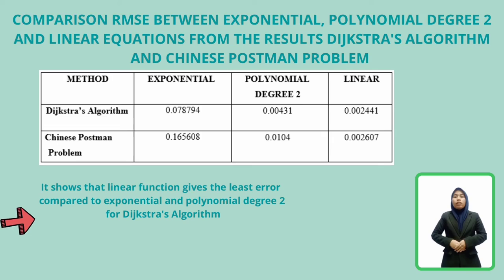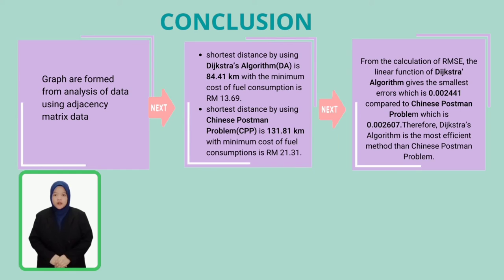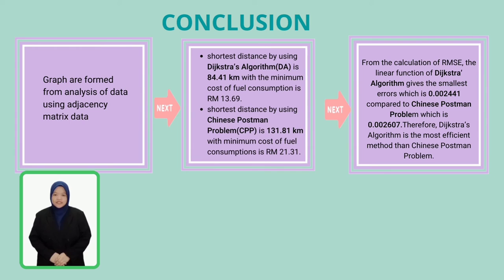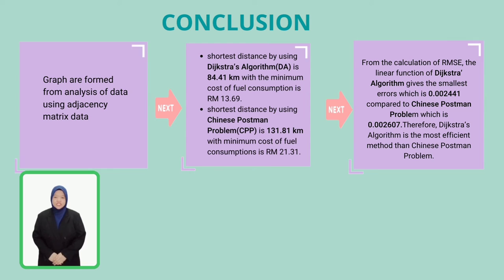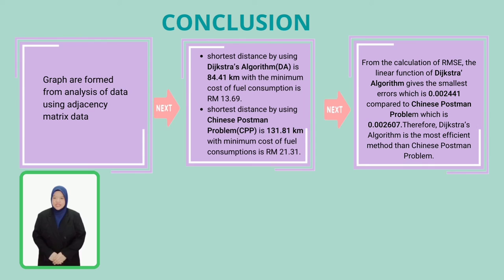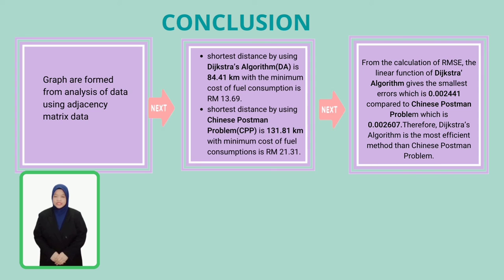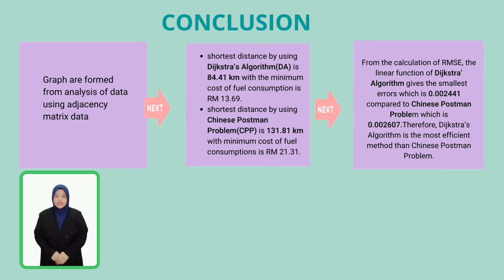Conclusion. For the first objective, the complete graph is formed from analysis of data using an adjacency matrix. Thus, the first objective is accomplished. For the second objective, the result shows the shortest distance by using DA is 84.41 km, with the minimum cost of fuel consumption being RM13.69. Meanwhile, the shortest distance by using CPP is 131.81 km, with the minimum cost of fuel consumption being RM21.31. Thus, the second objective is accomplished.